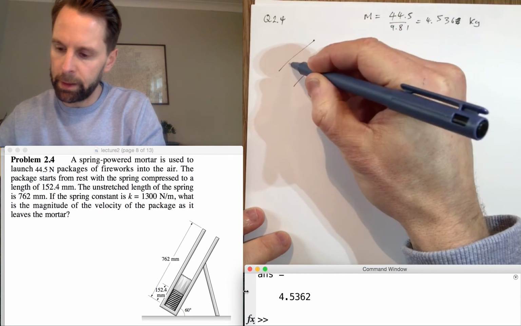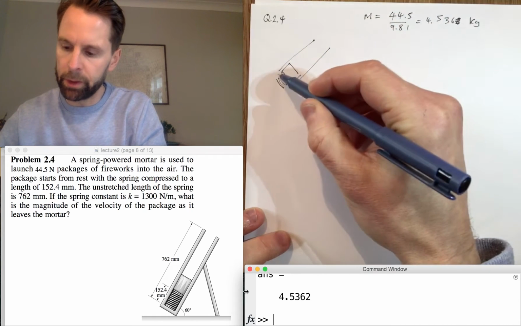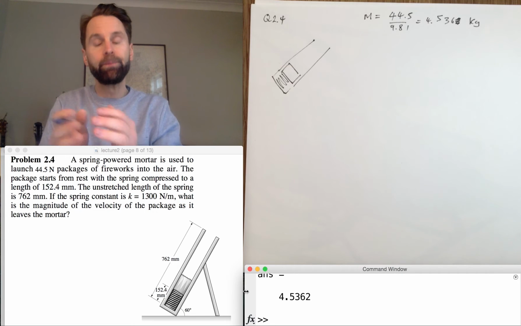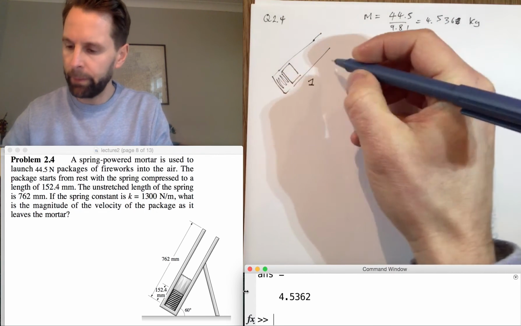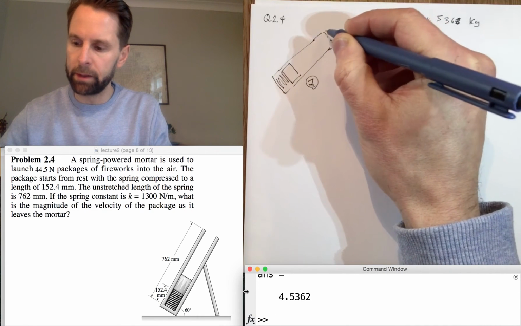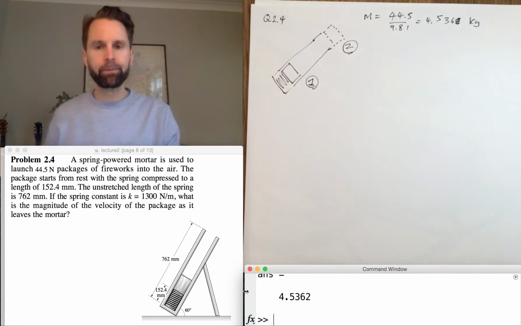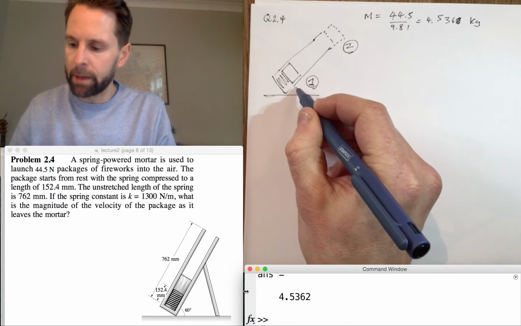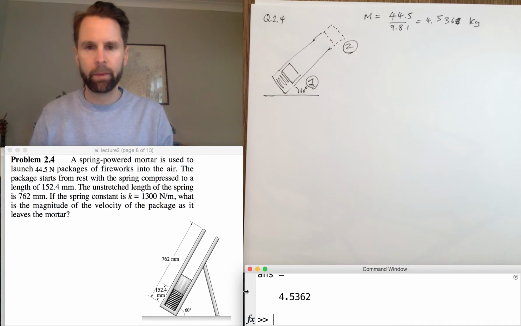And let's draw a little pretty picture. So that's the package of fireworks there. There's the spring, which is initially compressed, and then it's going to fire off. So let's call that position 1. And once it leaves the barrel, when the package is in that position, we'll call that position 2. And this is at some angle, 60 degrees to the horizontal.